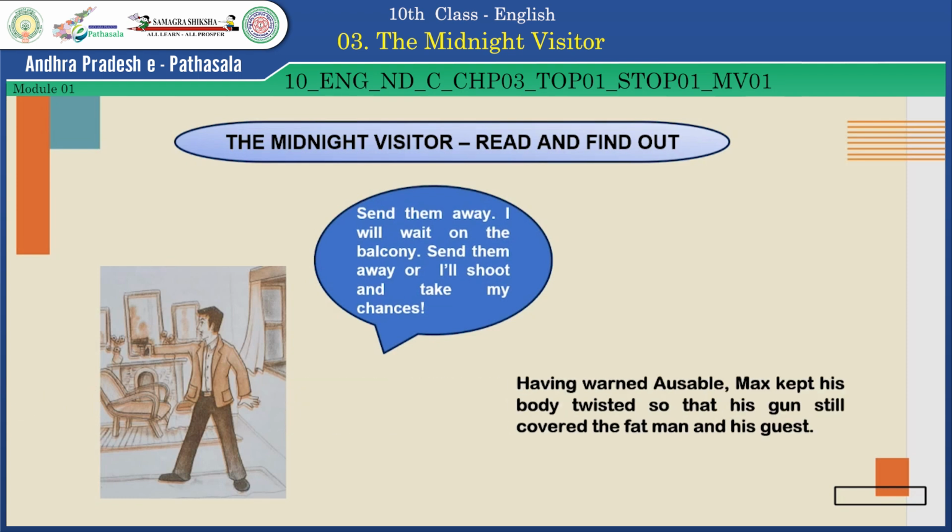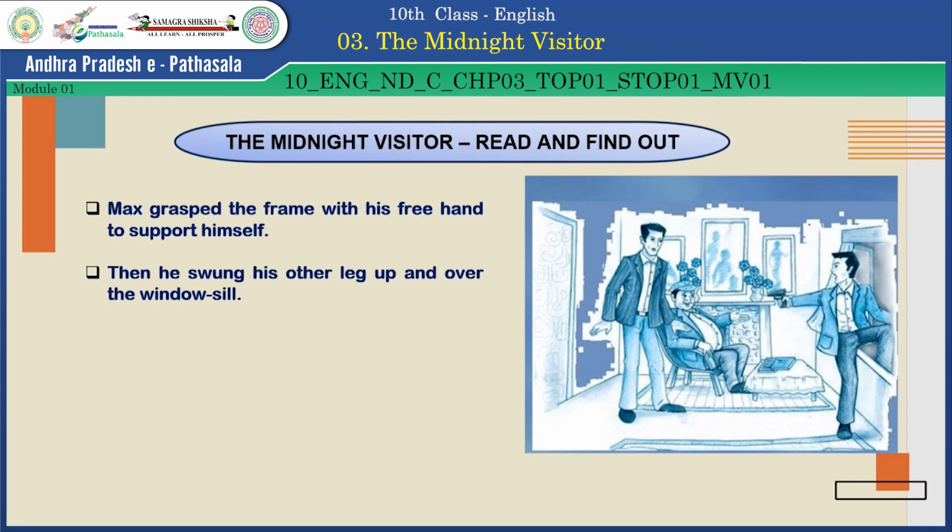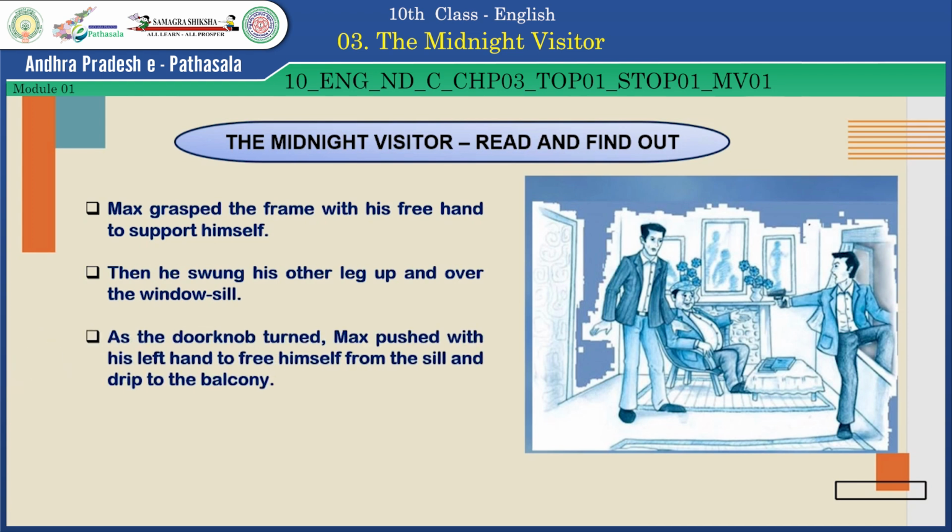Having warned Asabul, Max kept his body twisted so that his gun still covered the fat man and his guest. Max grasped the frame with his free hand to support himself. Then he swung his other leg up and over the windowsill. As the doorknob turned, Max pushed with his left hand to free himself from the sill and dropped to the balcony. And then, as he dropped, he screamed once shrilly.